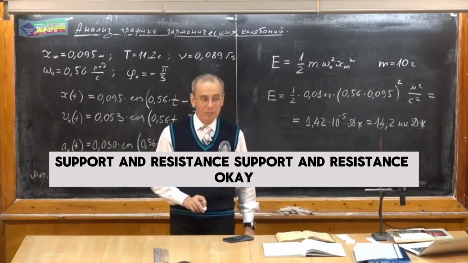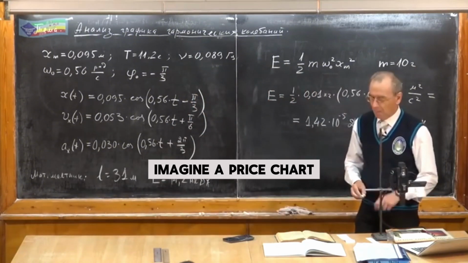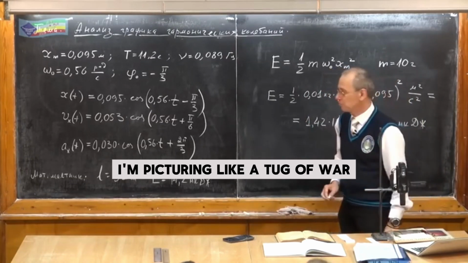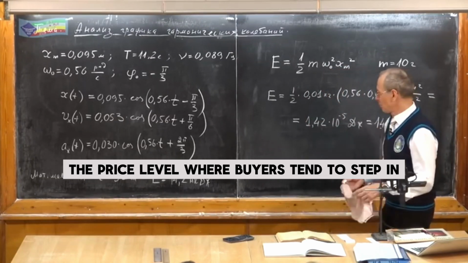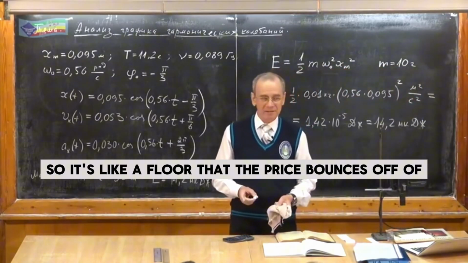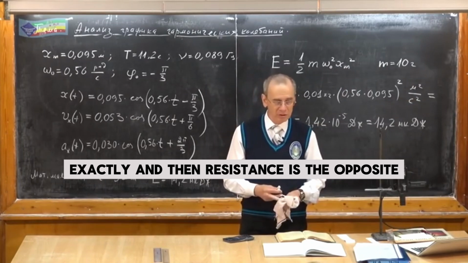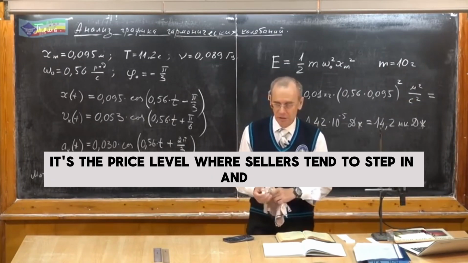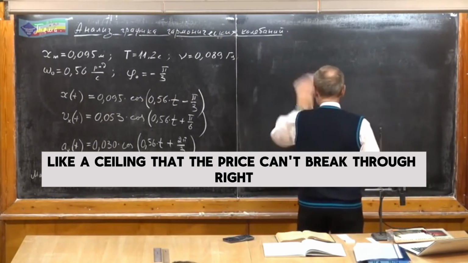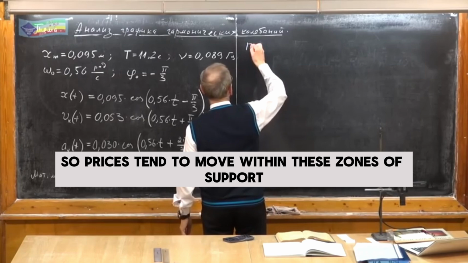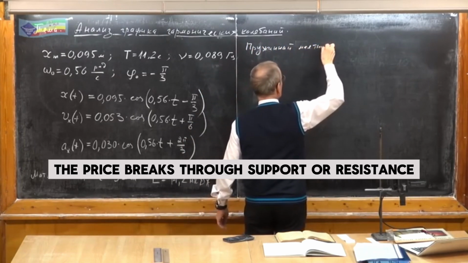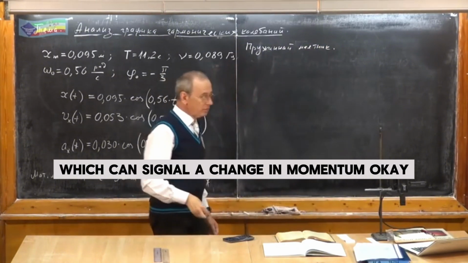Support and resistance. Okay. Imagine a price chart as a battlefield between buyers and sellers. Okay, I'm picturing a tug of war. Perfect. So support is the price level where buyers tend to step in and push the price back up. So it's like a floor that the price bounces off of. Exactly. And then resistance is the opposite. It's the price level where sellers tend to step in and push the price back down. Like a ceiling that the price can't break through. Right. So prices tend to move within these zones of support and resistance. And sometimes the price breaks through support or resistance, which can signal a change in momentum.